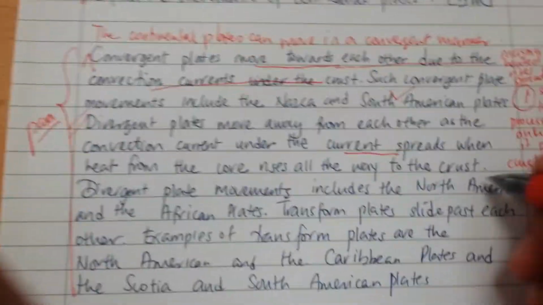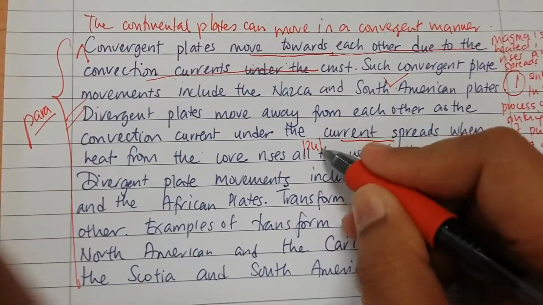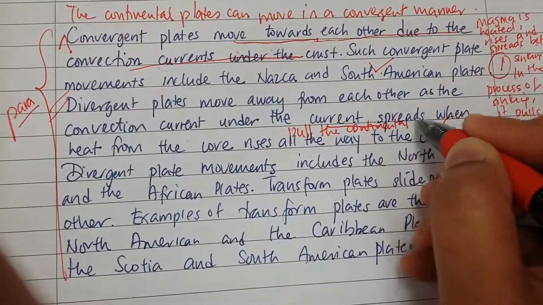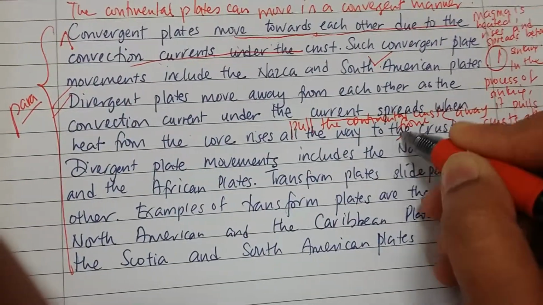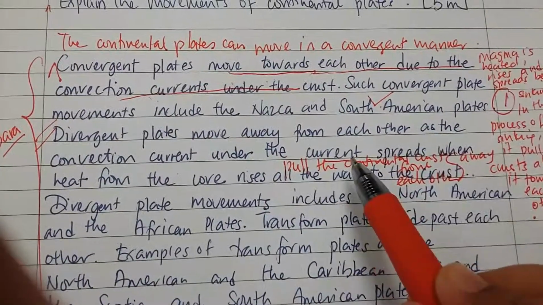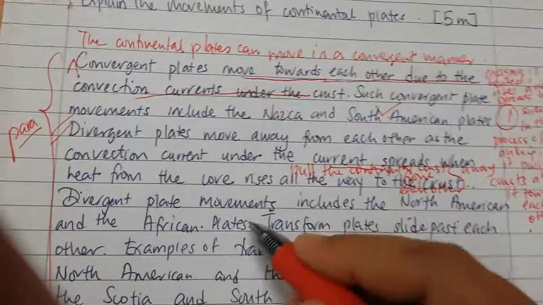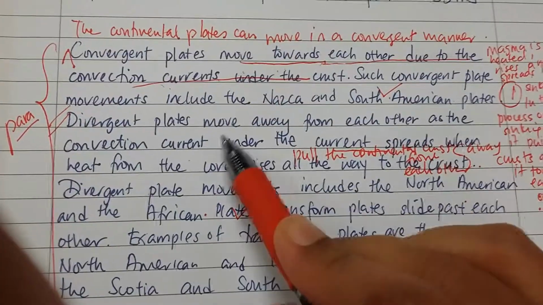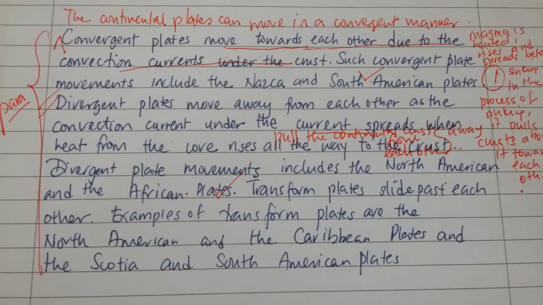The effect of spreading of heat underneath the crust, what happens to the crust then? Then it helps to again pull the crust, continental crust, away from each other, causing a divergent movement. So you have to add that in. And then you say that the divergent plate includes the North American and the African plate. Okay, fine. The example you give, but you did not fully explain the cause and effect. You only got maybe half of it. The other half is missing. So you must be very, very careful.